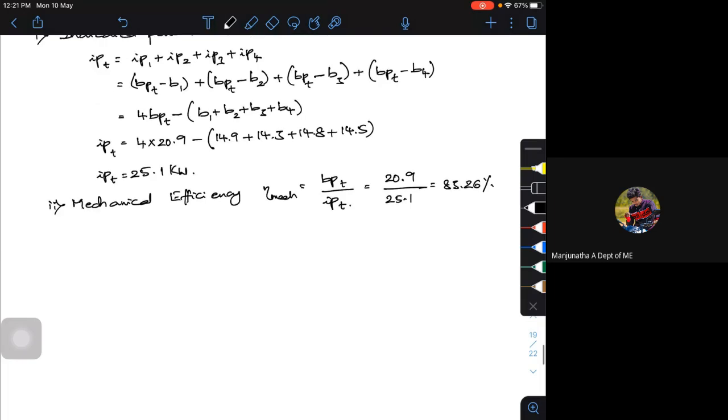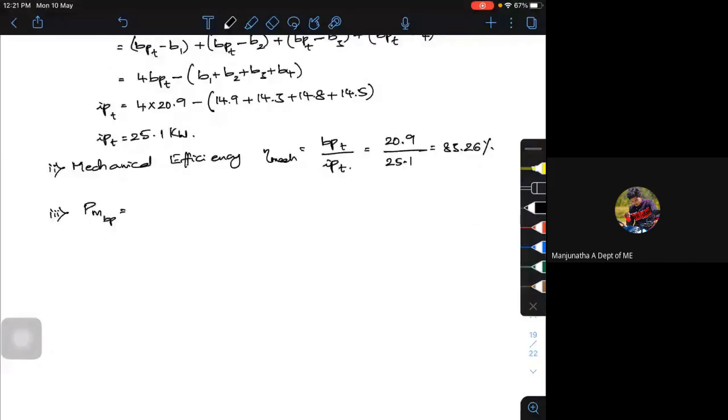BMEP, brake mean effective pressure. It is your total brake power, so you have to convert it to 60 because of the stroke, this thing at the denominator, that is L A N K. N is in RPM, minutes actually, that's why I have to put it here. You have to put this particular BP in kilowatts, so I have to multiply by 10 to the power of 3. This is the simple formula.